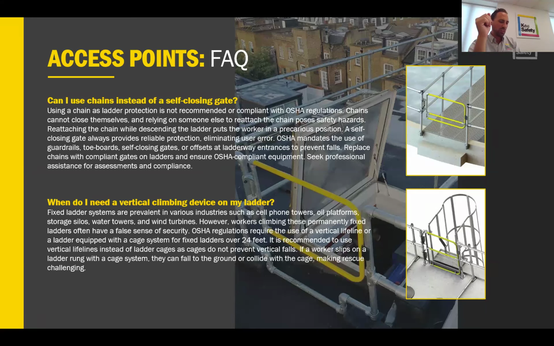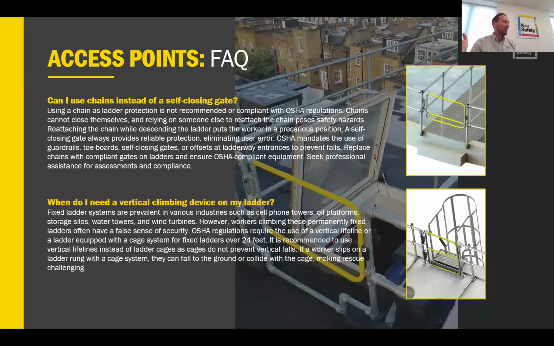The new OSHA standard regarding ladders is that any ladder over 24 feet needs to have a vertical climbing device on it. It could be a rope that you connect to. It could be an overhead anchor point that you tie off to with an SRL. It could be a track system that you tie off to. Either way, you're wearing a harness and you're connected to your ladder.